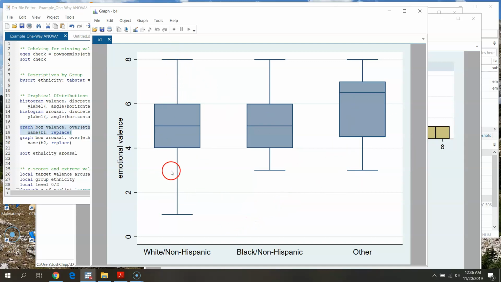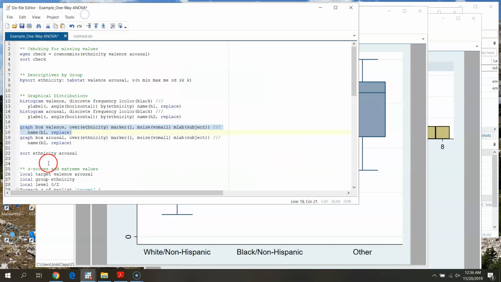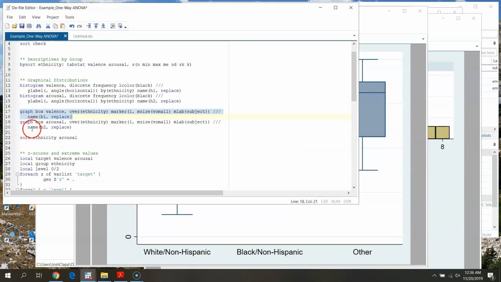So in general, again, in your screening write-up, you just want to go through and make sure that you're giving some description of what's going on in these box plots. But for the purpose of our screening, everything's looking pretty good here. Okay, so we want to do the same thing for arousal. So again, box plot for arousal over ethnicity.